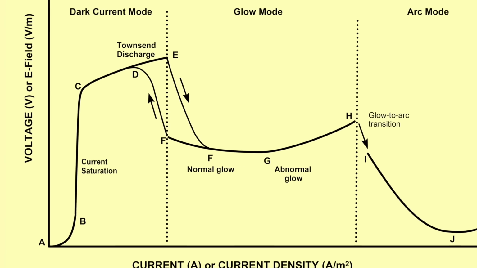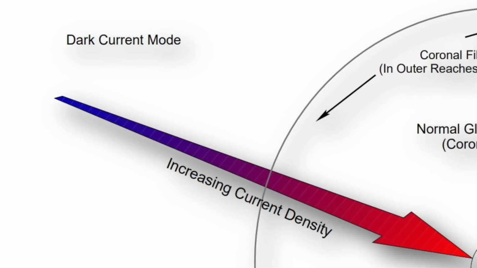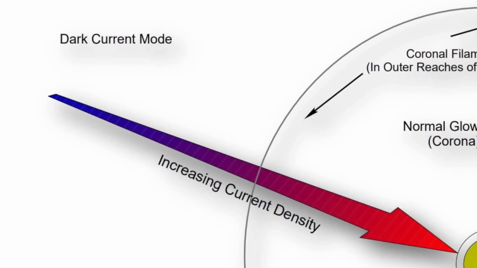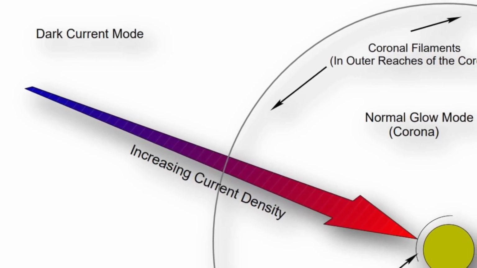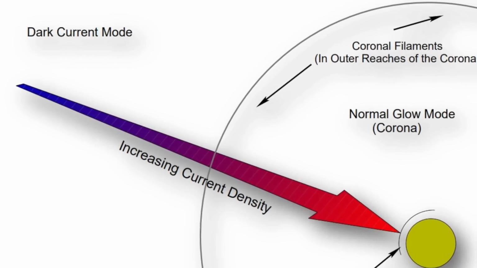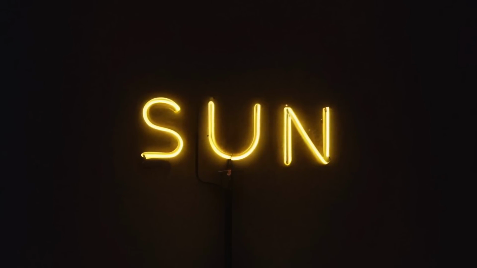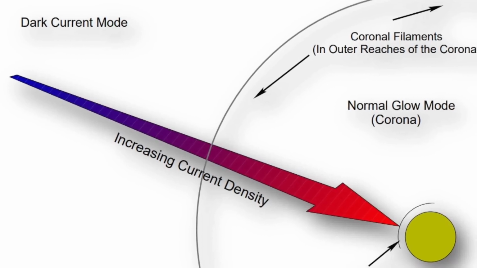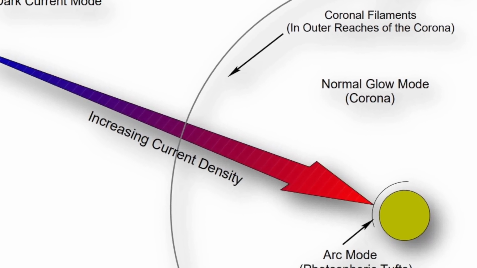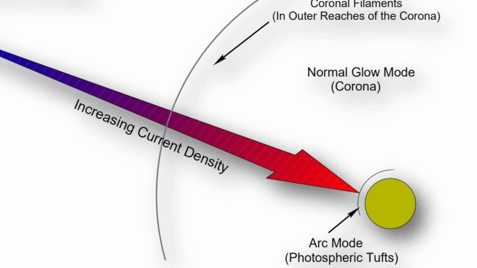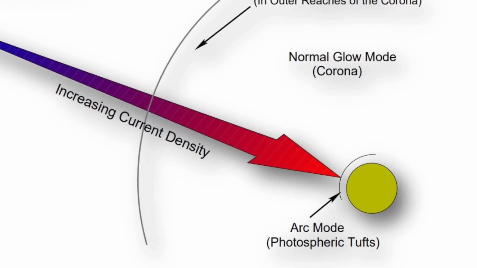As we get closer to the sun, the imaginary spheres have ever smaller surface areas, of course. Therefore, the value of the current density continues to increase, and we eventually enter the normal glow region of the plasma. This is what we call the sun's corona. The characteristics of the radiated light are much like those of a neon sign. As we approach still closer to the sun, the spherical surface gets to be only slightly larger than the sun itself. The value of the current density becomes extremely high, and we enter the arc mode region of the plasma.